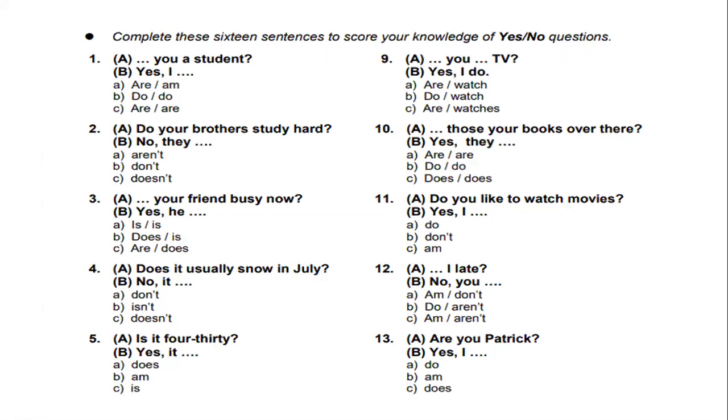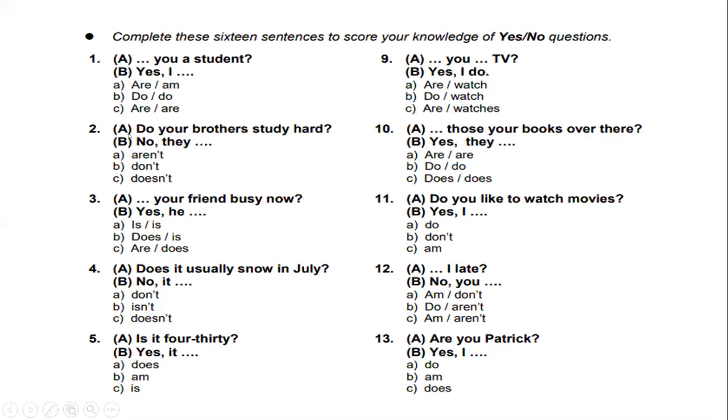So we have here to complete the 16 sentences to score your knowledge of yes-no questions. Ya dijimos que las yes-no questions solo son aquellas en donde podemos responder sí o no, ¿verdad? Y mañana vamos a hablar un poco más acerca de las WH. So for example, for number one, you a student. Y la letter B, yes, I. What do you think is the best formula? ¿Cuál creen ustedes que es la mejor respuesta? Remember that here I have a combination. Aquí tenemos una combinación, ¿verdad? So it can be A, B or C. A, ¿verdad? Are you a student? Yes, I am.